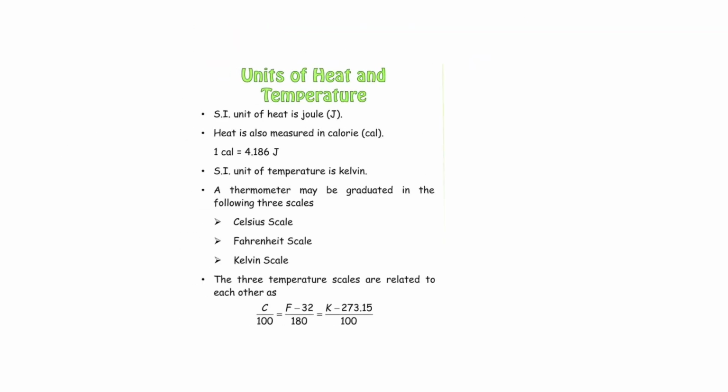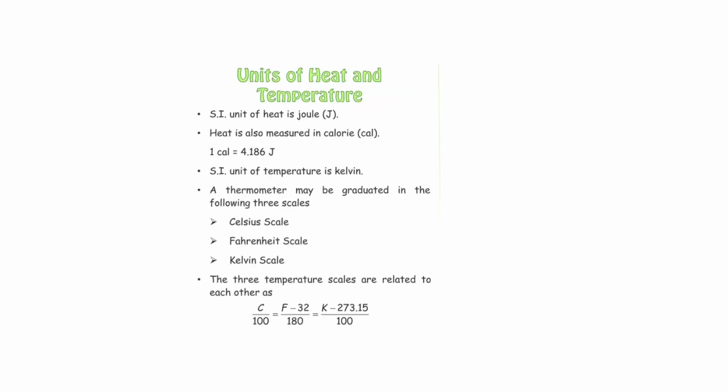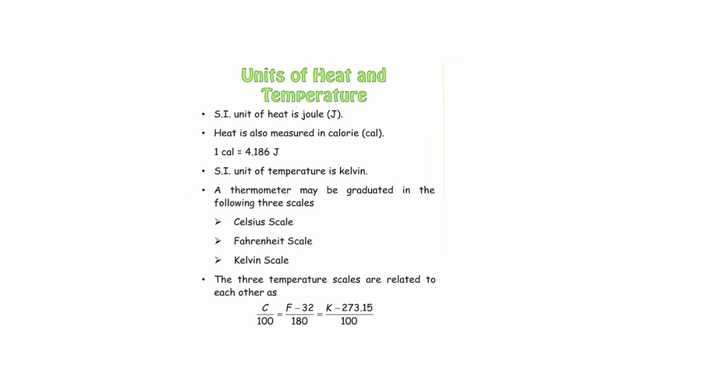Now we can see the SI units for heat and temperature. The SI unit of heat is the joule, represented as J, and it is also measured in calories. 1 calorie is equal to 4.186 joules, and approximately we can write it as 4.2 joules. The SI unit of temperature is Kelvin, and a thermometer may be graduated in three scales: the Celsius scale, Fahrenheit scale, and Kelvin scale.